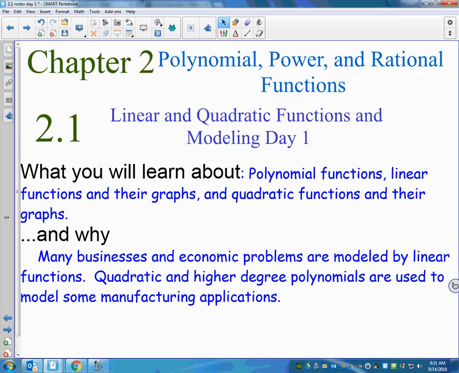But chapter 2 is called polynomial power and rational functions, which means a lot of stuff that we do in chapter 2, we'll review some of the stuff. Like we've already talked about rational functions, we've already talked about quadratic functions at some point. But you're going to see some of that same algorithm stuff. Alright?